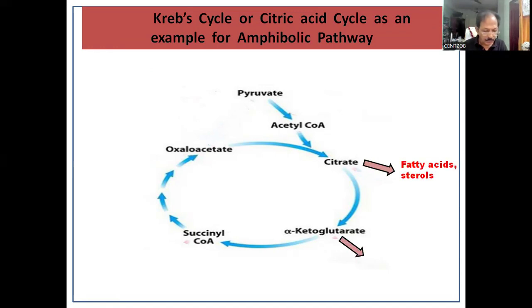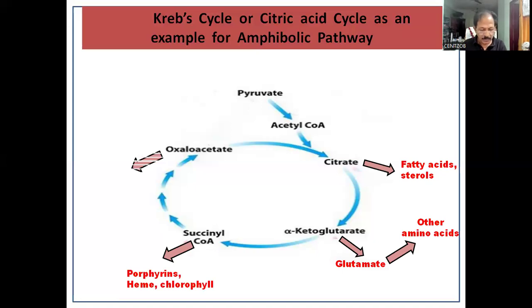Similarly, alpha-ketoglutarate can be converted to amino acids, like glutamate by transamination. The glutamate in turn can leave mitochondria and serve as precursor for several other amino acids. Succinyl coenzyme A is the precursor of porphyrins, heme, chlorophyll, etc., whereas oxaloacetate can form aspartate and other amino acids and also glucose. Thus, citric acid cycle involves both the catabolic and anabolic processes, and hence it is an amphibolic pathway.